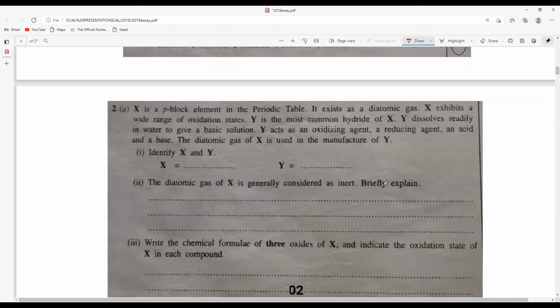Right, so again, very similar thing. Question number 2, a little bit of inorganic. So X is a p block element in the periodic table. So you know what the p block elements are. It exists as a diatomic gas.